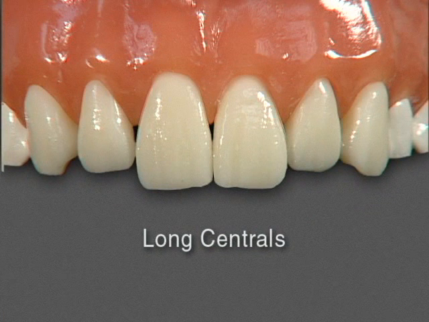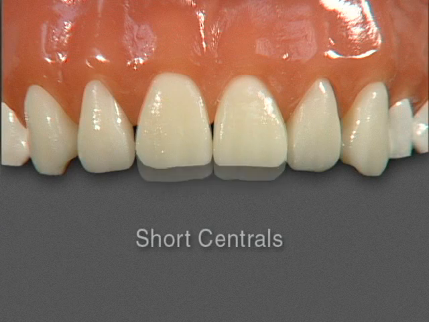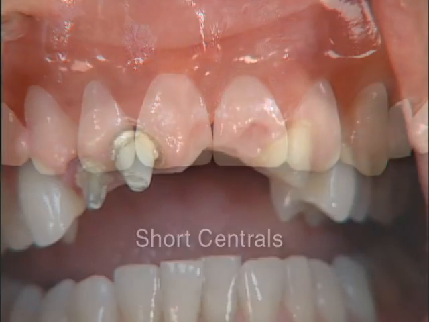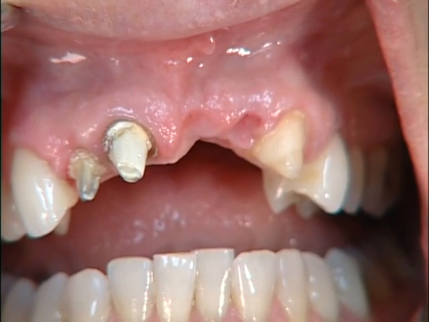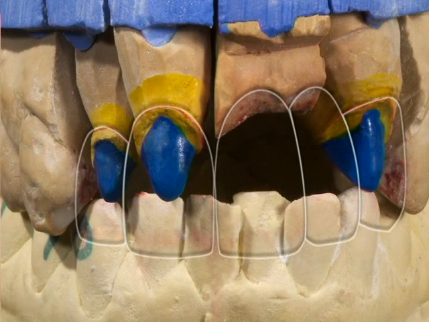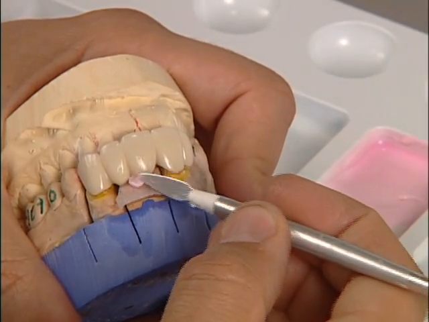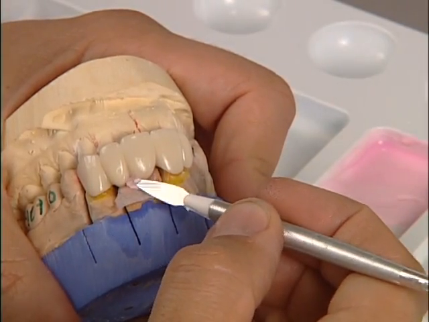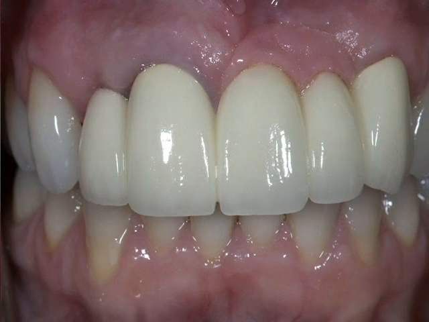Remember, if the centrals are too long, it is very easy to shorten them, but nothing looks worse than centrals that are too short. If you are creating a pontic, the natural tooth is gone, and there is always bone and tissue loss. That forces the final restoration to be longer than the adjacent teeth. In cases of extreme tissue loss, you will need to add pink ceramic material at the gingival. That way, the apparent length of the pontic will look natural and match the length of existing teeth.